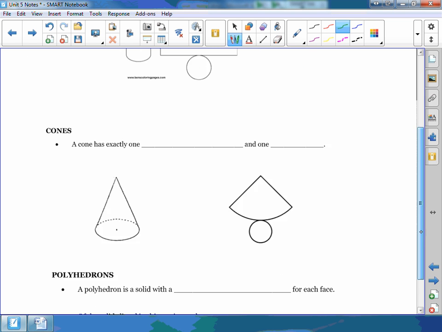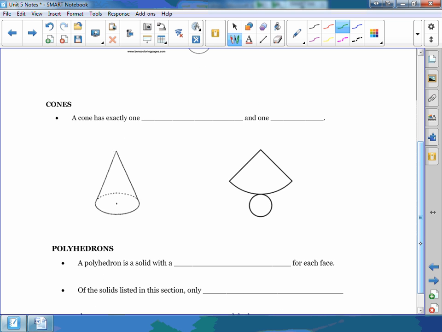All right, now we had cones, last shape we talked about. Cones have one what and one what? Cameron? One base, one vertex. And I'm actually going to clarify with the base has to be a what? Lana? You got, yeah, so let's say one circular base. And one vertex.